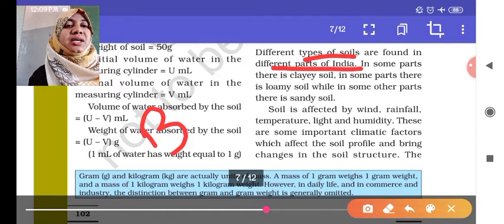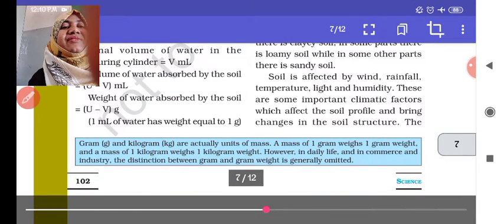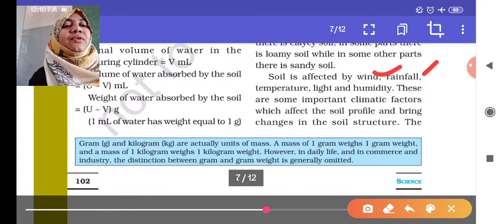In some parts there is clay soil, in some parts there is loamy soil, while in some other parts there is sandy soil. An example of sandy soil is the desert, where completely sand is there. Then what is loamy soil? Particles of equal size, the soil particles and the stone, both are present there.